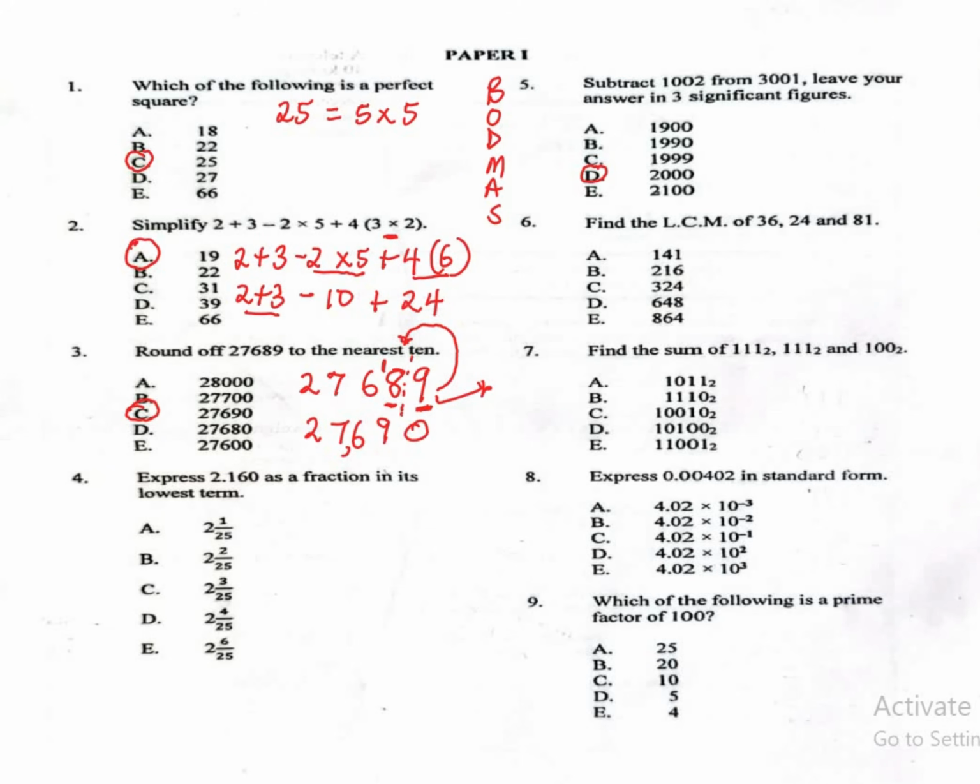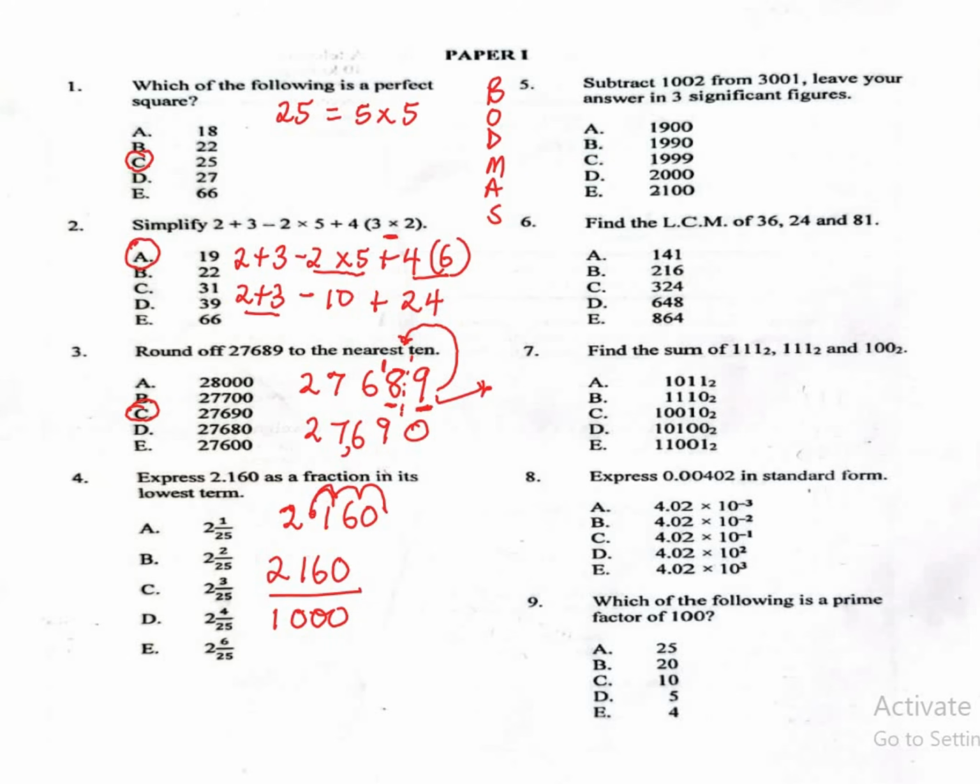Question 4. Express 2.160 as a fraction. To do that, let's express this as a fraction by moving this decimal 1, 2, 3. The decimal is gone. So we have 2160 divided by how many places did we move? 1, 2, 3. So we divide by 1000. We move 3 places and 1000 has 3 zeros.